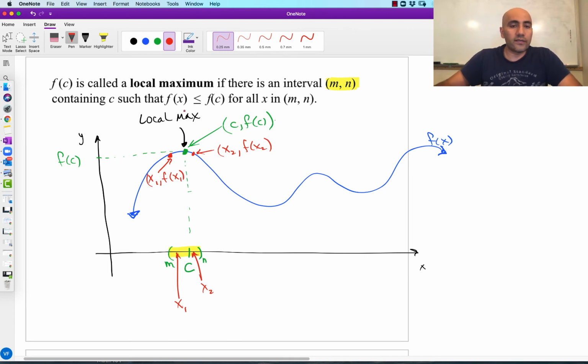The way I drew it, there's also another local maximum over here, for instance. And there's going to be a local minimum here and a local minimum here. And then if this comes down, it looks like there's going to be a local maximum somewhere around there.